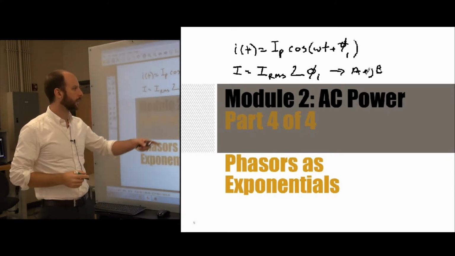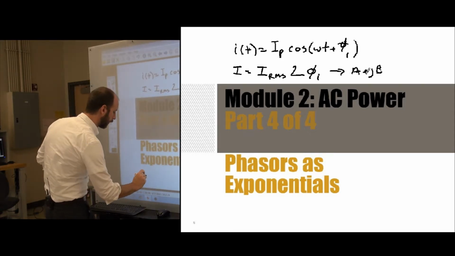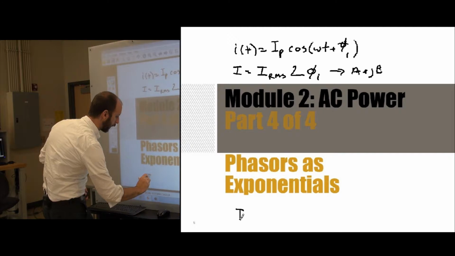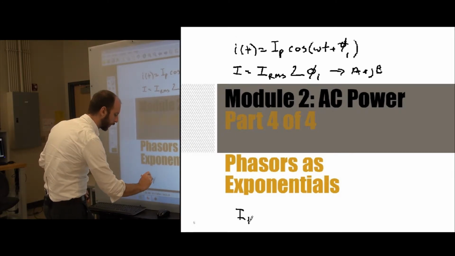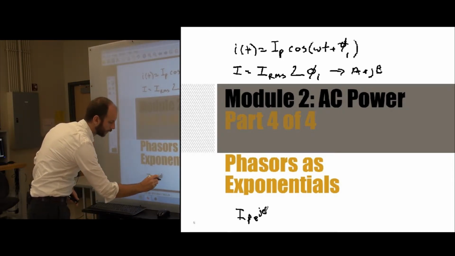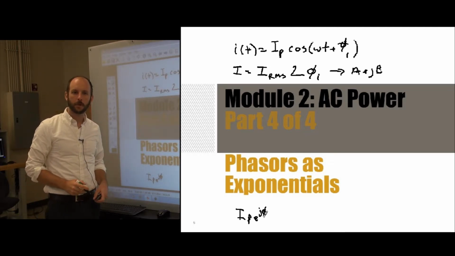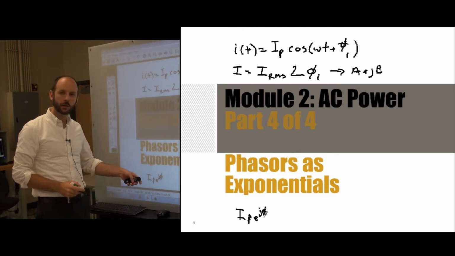Well, I'm here to tell you that it doesn't stop there. A lot of times what we're going to do is represent voltages and currents as exponentials, where we'll write it as I_P e to the j theta or j phi, whatever you want to call that. Now I'm going to tell you that's not a super common method in power engineering.